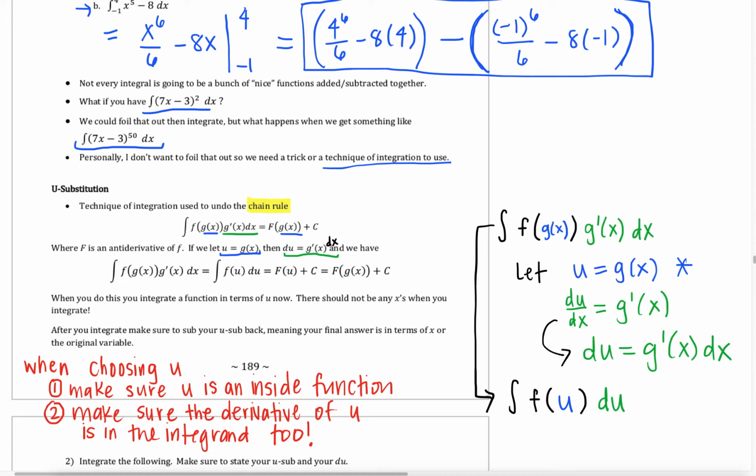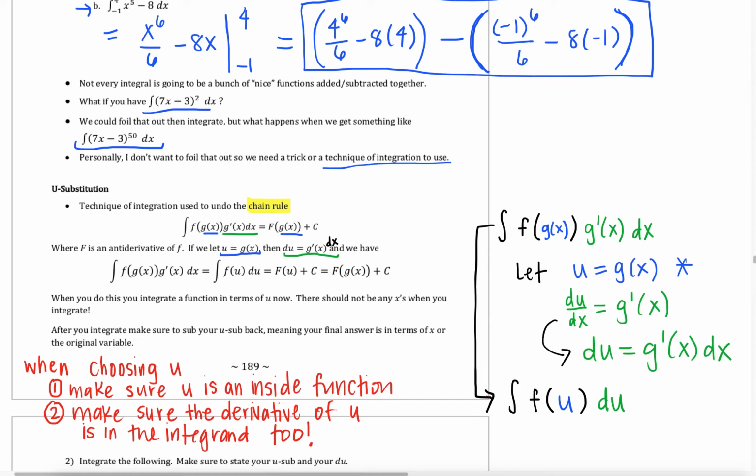The derivative of u with respect to x is du over dx, or we could use the notation u prime, and that would be equal to the derivative of g of x, which is g prime of x times 1. Then from there, I'm moving that operator, the dx or differential, to the other side, and I end up with du equals g prime of x dx.